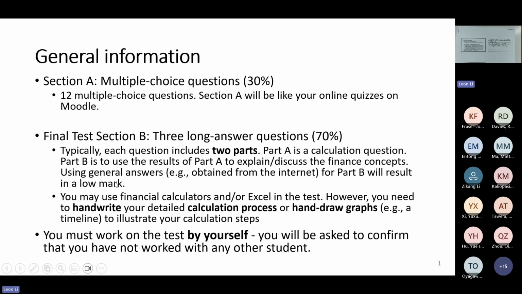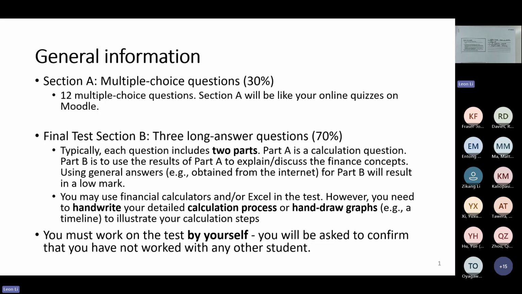Using a general answer from the internet for part B will result in a low mark. I hope you understand my point because our test is open book and is held online. So I hope students can provide me a specific answer, and I expect higher order critical thinking.